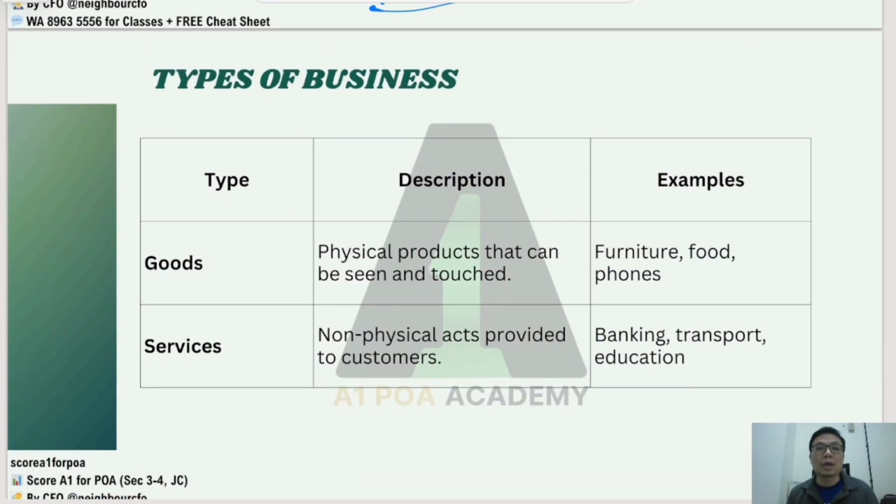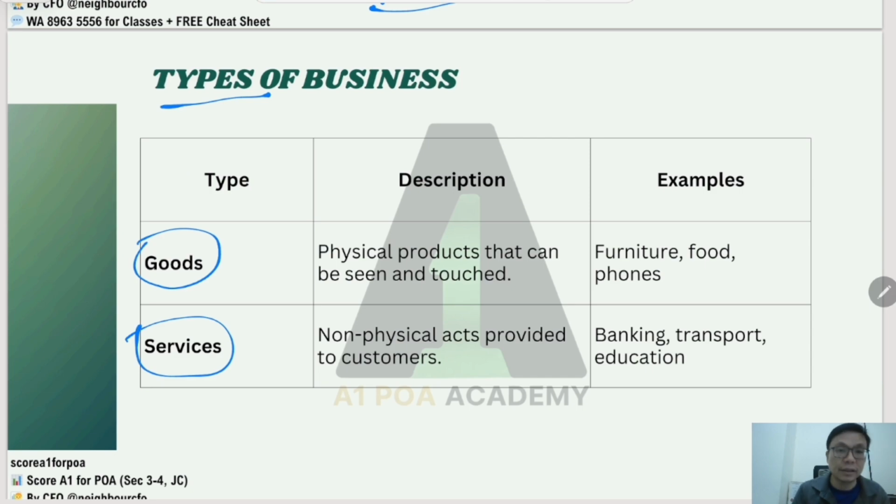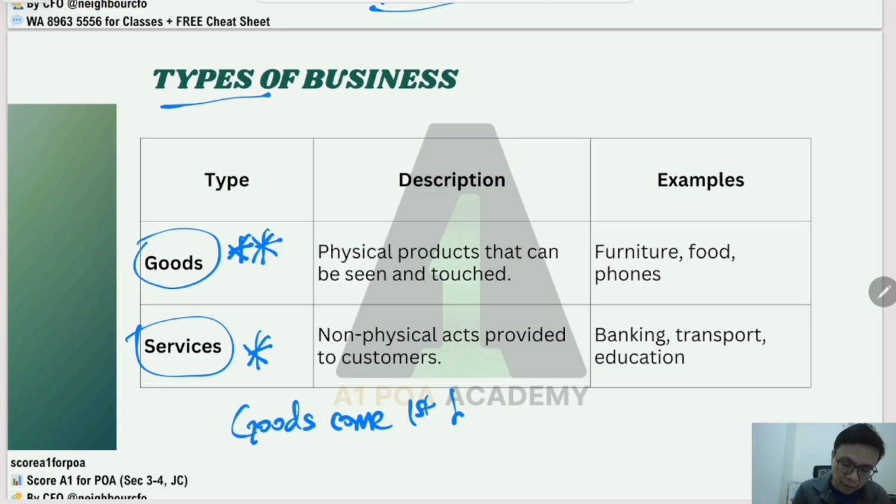The next slide, we talk about the types of business. To reinforce from the previous slide, we mentioned that the types of business is goods and services. Remember, which one comes first? Goods come first or services come first? The answer is goods come first, followed by services. So goods come first before services fall in place.